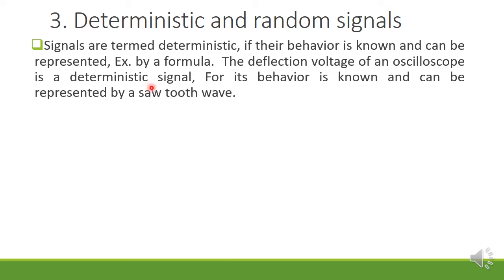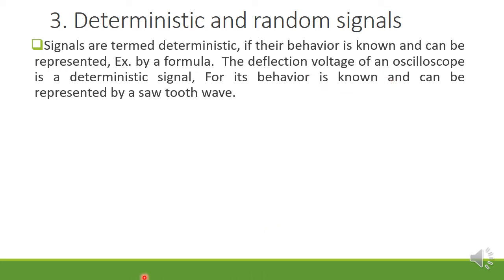Why do we call that deterministic? Because the behavior of that signal is known and it can be represented by the sawtooth wave. So the definition of a deterministic signal is: a signal can be represented with a formula and we know the behavior of that signal. An example is the deflection voltage of an oscilloscope.